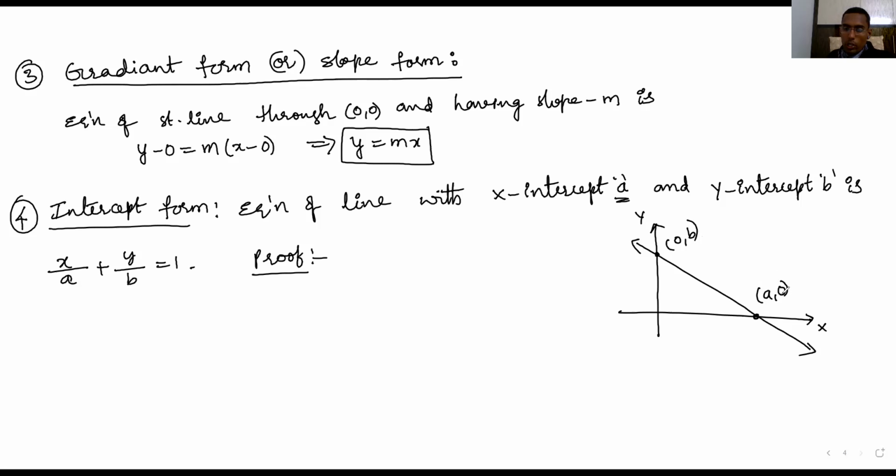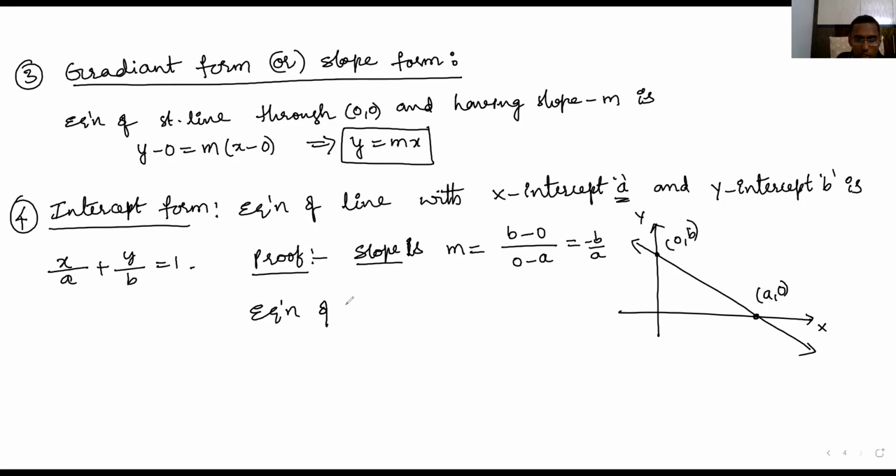Now we have 2 points, so you can find out the slope. What is the slope now? Slope is m equal to y2 minus y1 by x2 minus x1. Y2 minus y1 is b minus 0, by 0 minus a. This is minus b by a. Okay, slope you have. So now what is the equation?